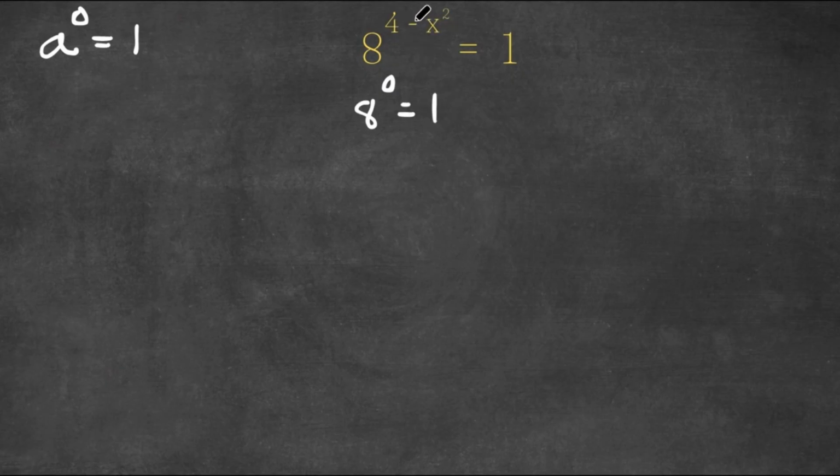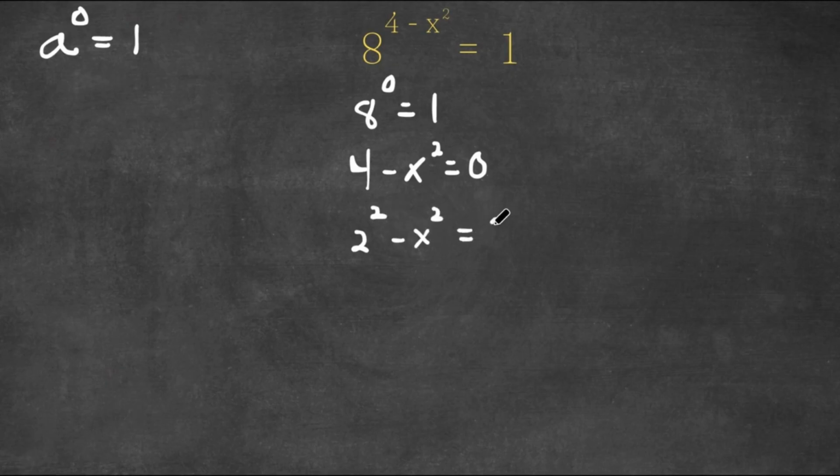So now all we have to do is set our exponent here, 4 minus x squared, to 0. So now we have 4 minus x squared is equal to 0. Now, 4 is equal to 2 squared. So we have 2 squared minus x squared, and this is equal to 0.